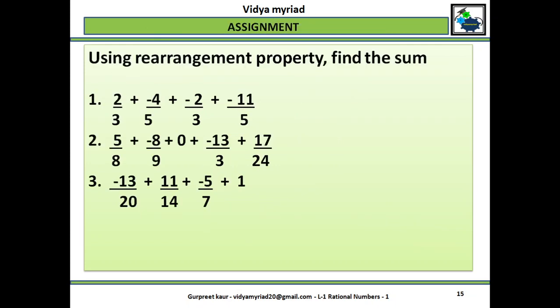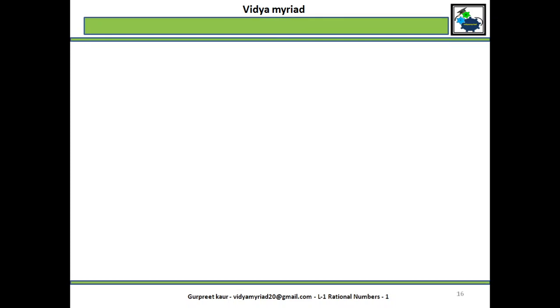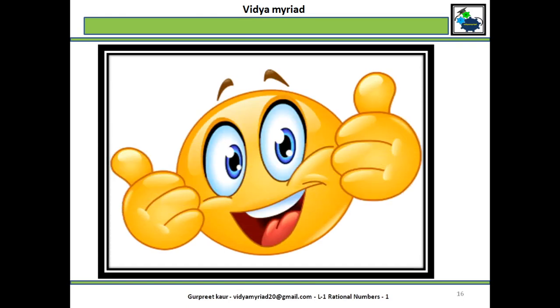Now here is an assignment where I have given only 3 questions and you have to use the rearrangement property. That means arrange and group the terms in such a manner that the calculation becomes a little easier. Okay, I hope you have understood the concepts of all the properties of addition and subtraction. Try to do lots of questions. Do watch the video made on integers. I will provide the link so that you know what happens with the signs of plus and minus.